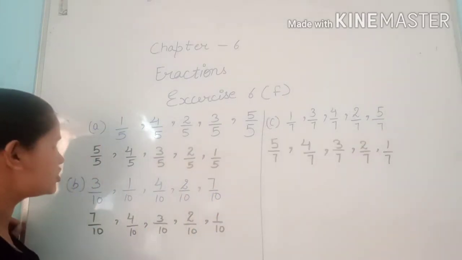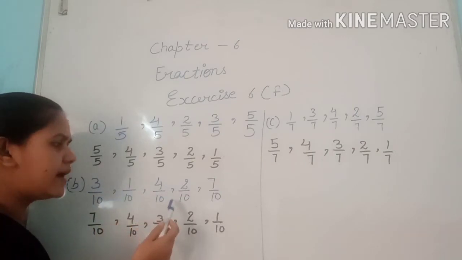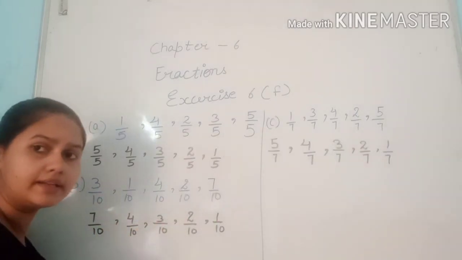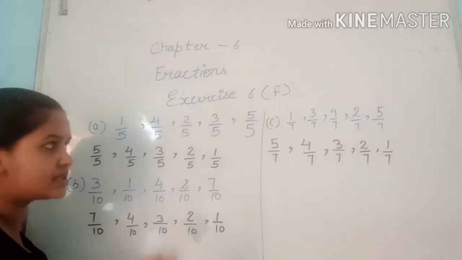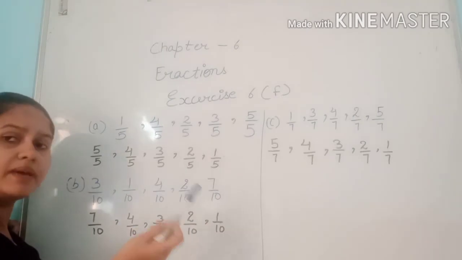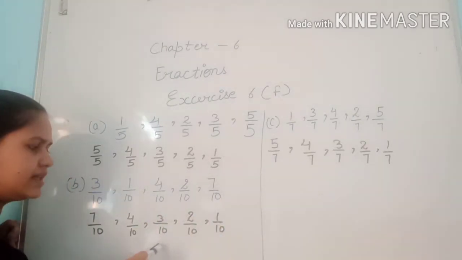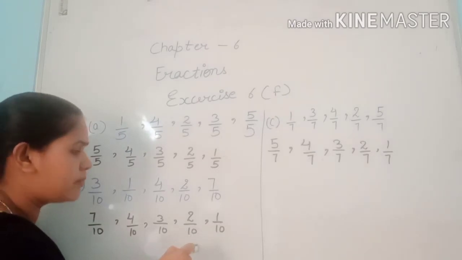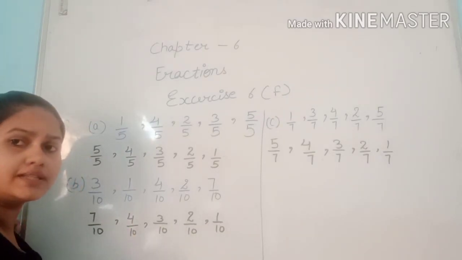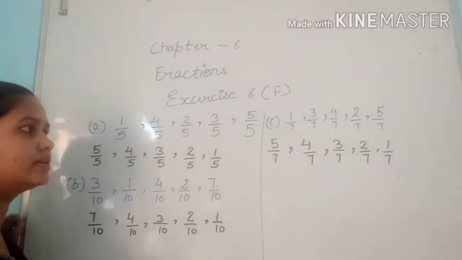Now come to the second one, where we have 3 by 10, 1 by 10, 4 by 10, 2 by 10 and 7 by 10, right? We have to arrange them just like our first sum. You can see I have taken the biggest one. Which one is the biggest? 7 over 10, then 4 over 10, 3 by 10, 2 by 10 and 1 by 10. You can see how simply we found the answer in descending order, right?